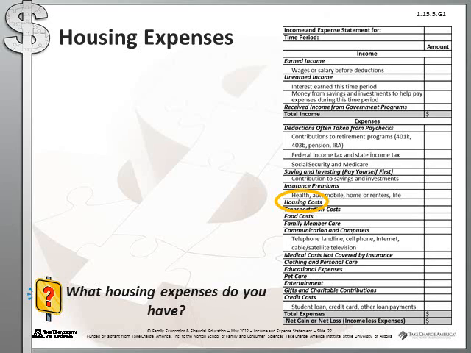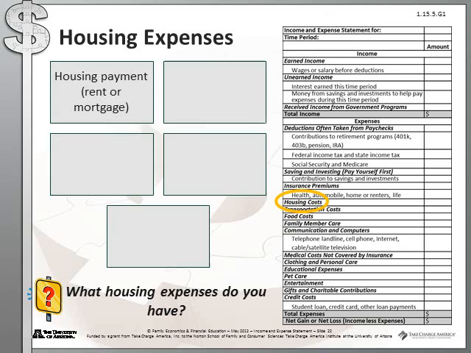Housing expenses are used to help us keep a roof over our head. Examples of these expenses include mortgage payments or rent, utilities like gas, water, and electricity, property taxes, money you spend to repair or maintain your home, or money used to buy household furniture. What housing expenses do you have?